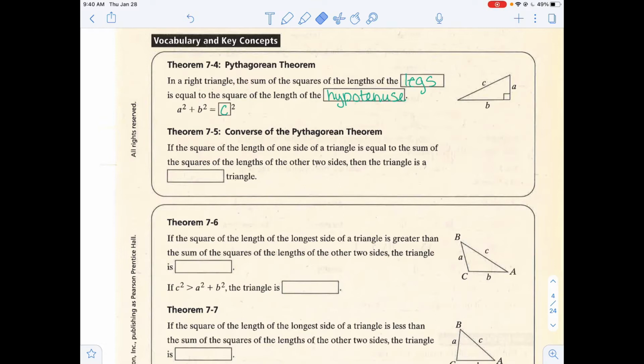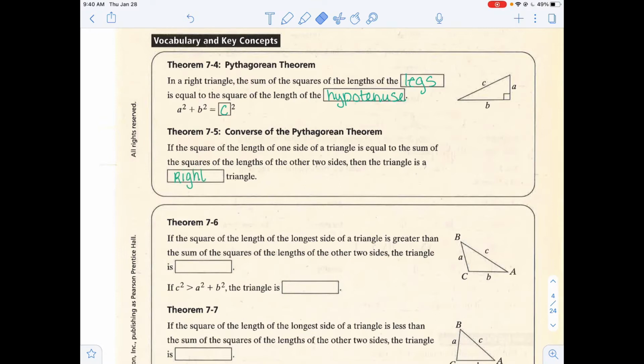So the legs are the sides that make the right angle, and the hypotenuse is always the longest side. So we use the equation a squared plus b squared equals c squared. So a and b are always legs, and c is always the longest side. Then 7.5 is the converse.